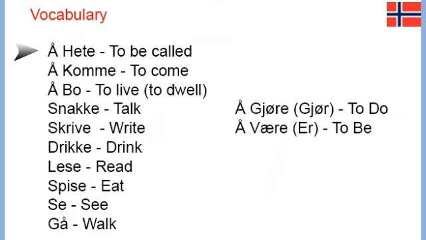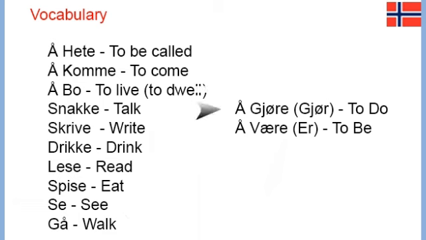So if we go next to vocabulary: å hete, å komme, å bo. I skipped the "å" in front of the next ones, but of course all infinitive forms have the letter "å." Snakke, skrive, drikke, lese, spise, se, gå.